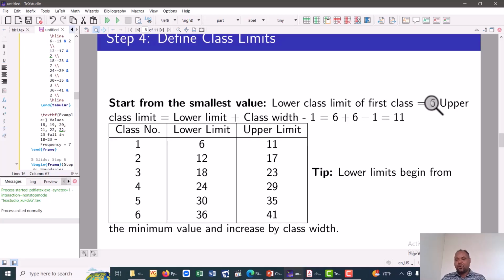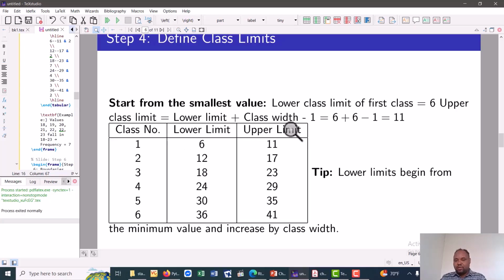To this 6, we add another 6, then we obtain the lower class limit of the second class, 12, right? To this 12, we add 6, where 6 is now the class width, 18. We add 6 to this 18, 24. The lower class limit of the fourth class is now 24. We add 6 to this one, 24, we obtain 30. Then we add 6 to the 30, 36. So these are now the lower class limits, right?